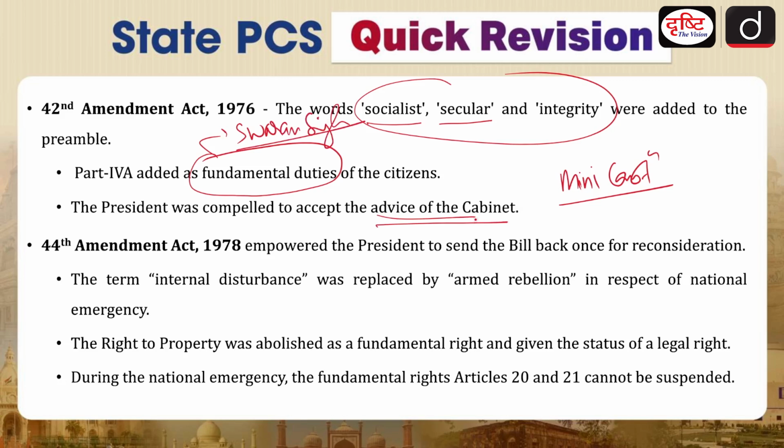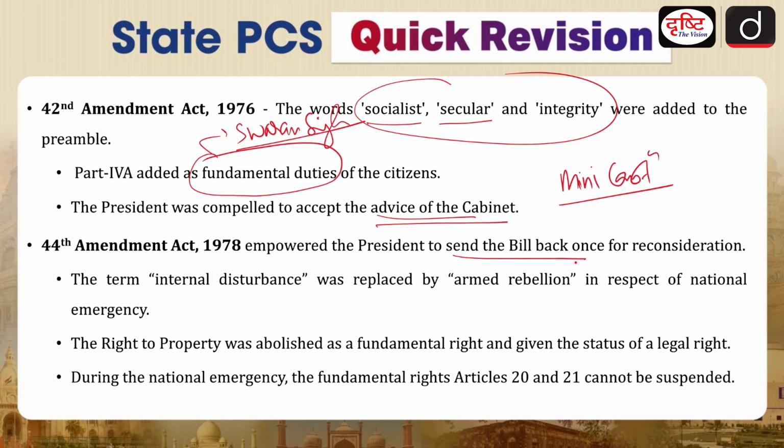Then the 44th Amendment Act 1978 empowers the president to send the bill back once for reconsideration. Before that, the president could not send the bill for reconsideration. Either he had to give the assent or withhold the assent. But with this amendment, the president can send the bill for reconsideration at least once.